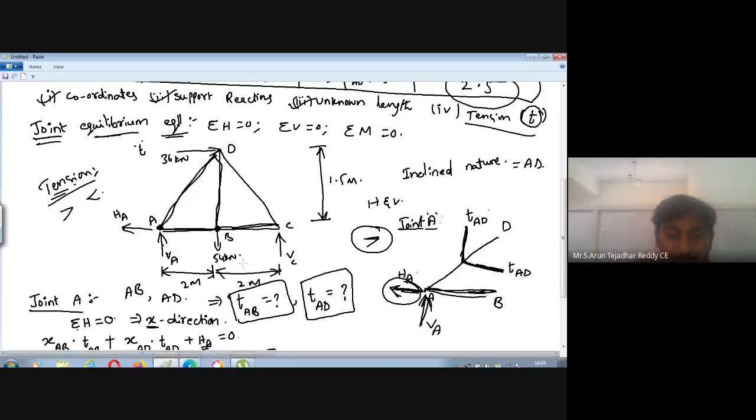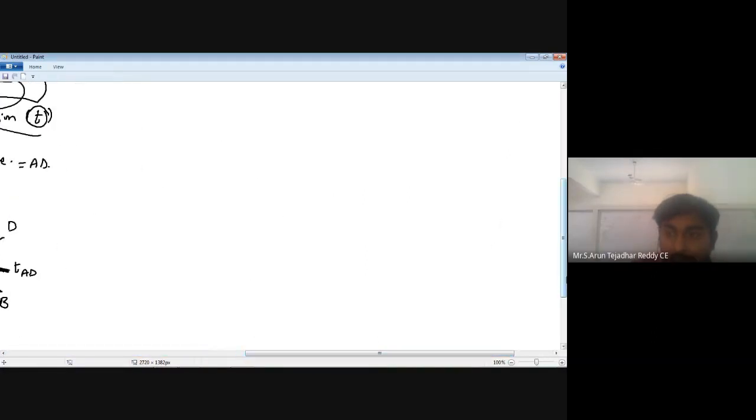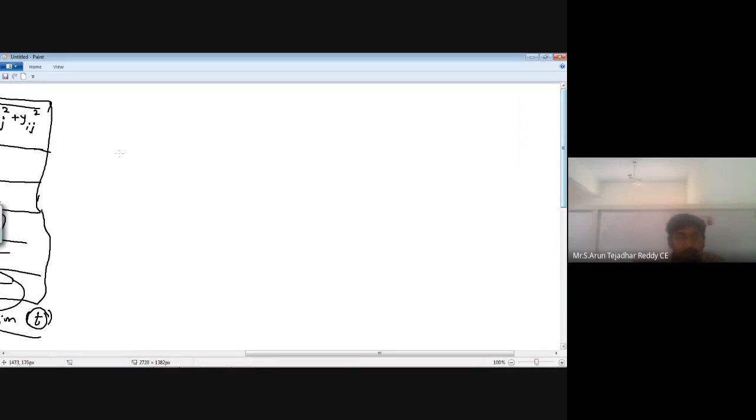Now try to draw the separate diagram of joint B. This is joint B. From B to A, one member is acting. B to C, one more member is acting. B to D. Next, at joint B, one external force is acting, that is 54 kilonewton.